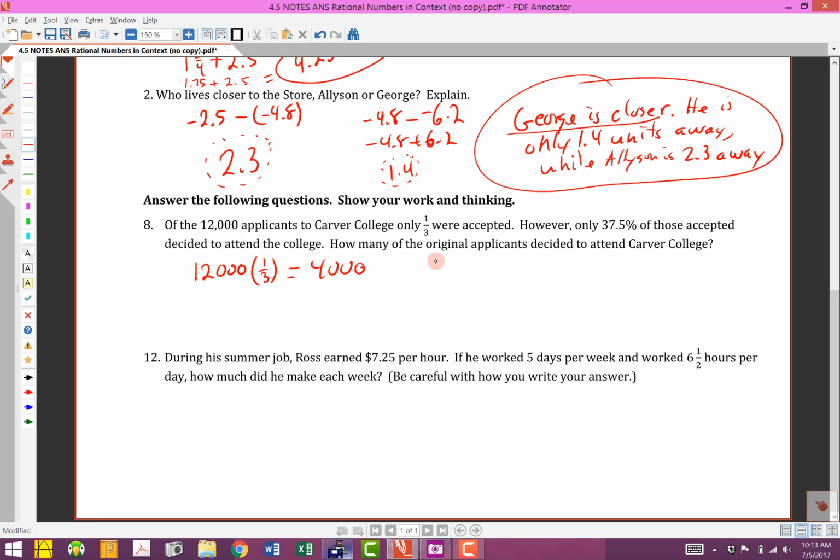That's how many got accepted. So 12,000 applied, but the college only accepted 4,000 of them. So this many applied, and then they send out 4,000 acceptance letters. And then they have to decide whether they're actually going to take that. Maybe they applied to different colleges and they've got a choice to make. So 37.5% of these, the ones that got accepted, actually chose to attend there. So we want to do another problem. We want to do 4,000. We want 37.5% of those. Remember, of means multiply. So we're going to times that by 37.5%.